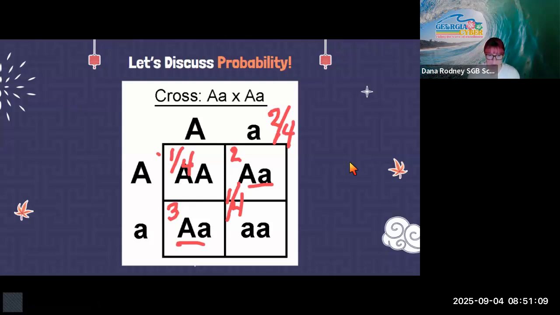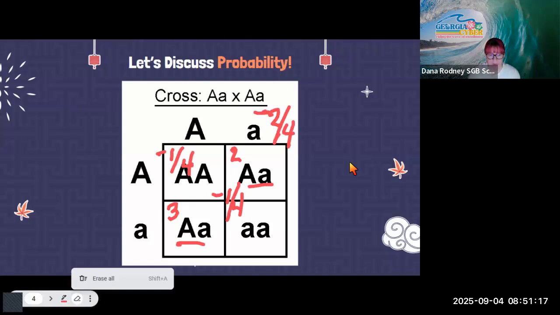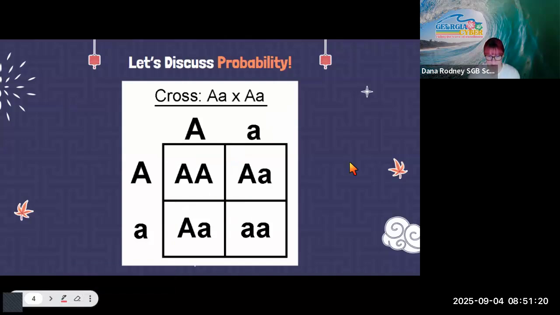You'll notice 1 plus 2 plus 1 adds up to 4. It should always add up to our total number of boxes within the big square. In this case, we've got 4 boxes. There will be some situations later that we'll talk about where there might be more boxes, but right now we're just going to focus on having 4 boxes.